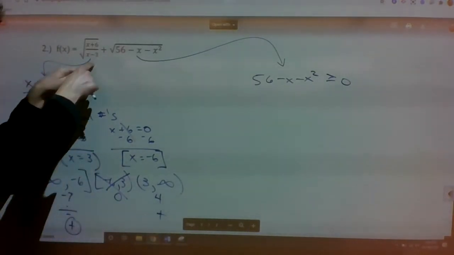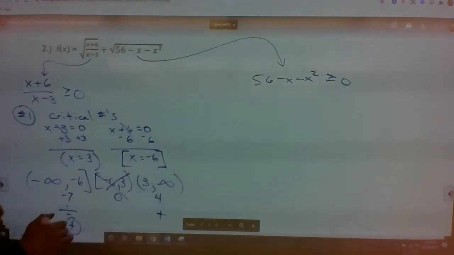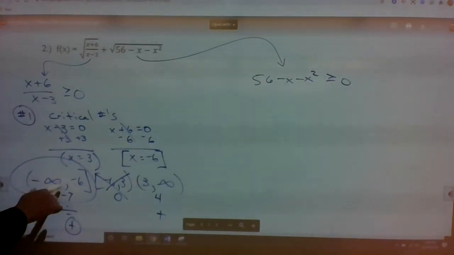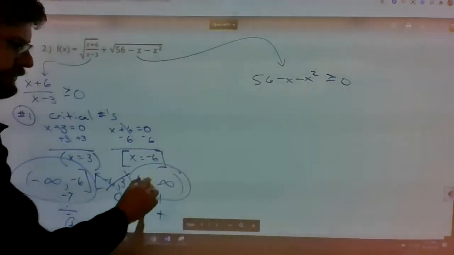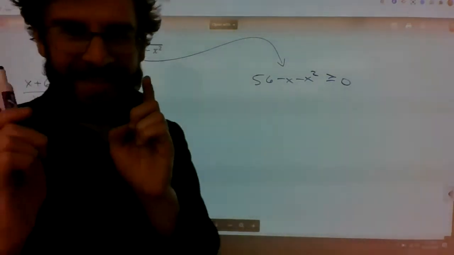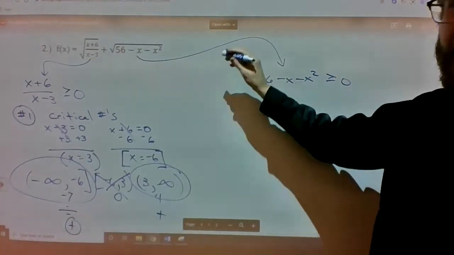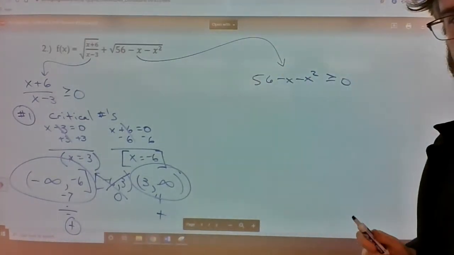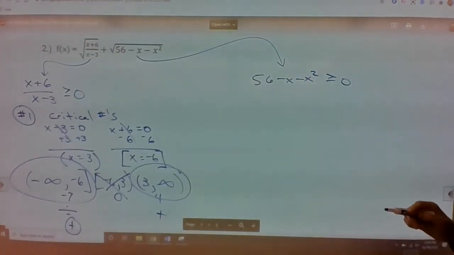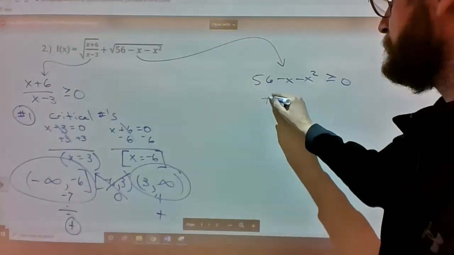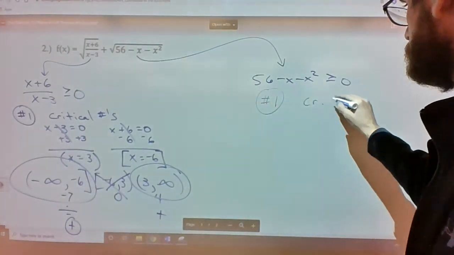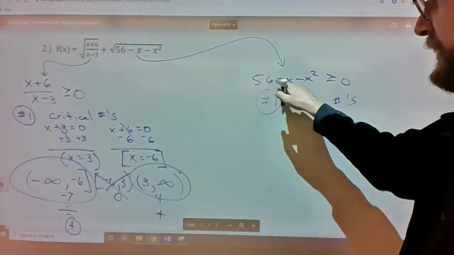So if this were the only part to the function, our domain would be negative infinity to negative 6 and from 3 to infinity. But it's not the only part of our domain. We have to work in harmony with this one as well. So what we do to find critical numbers here is we set this equal to 0.